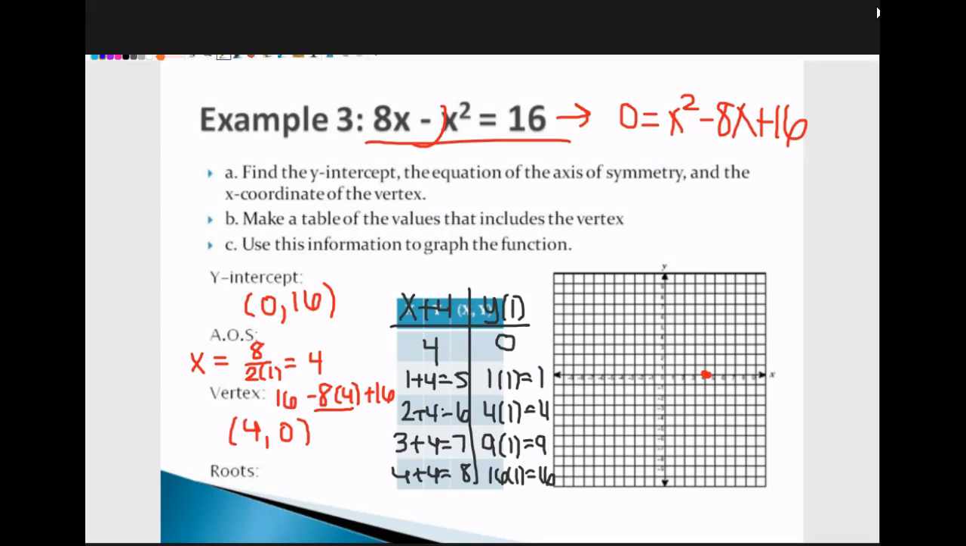So we have our 0, 4, 0. Then it goes to 5, 1, 6, 4, and so on and so forth.